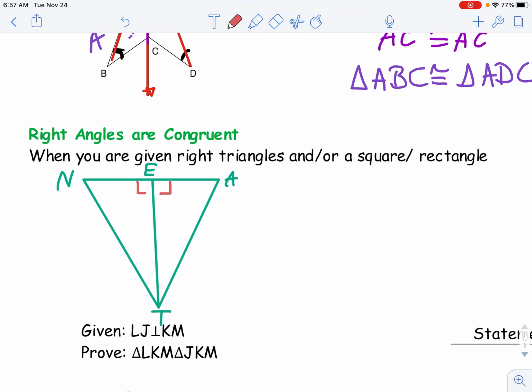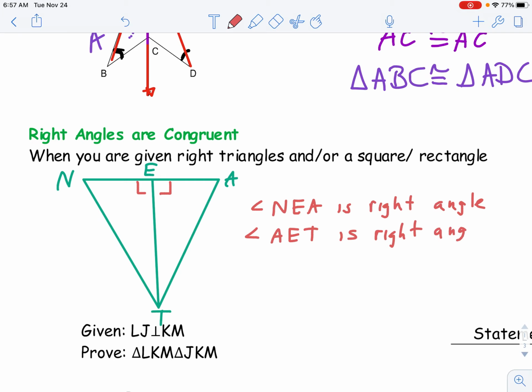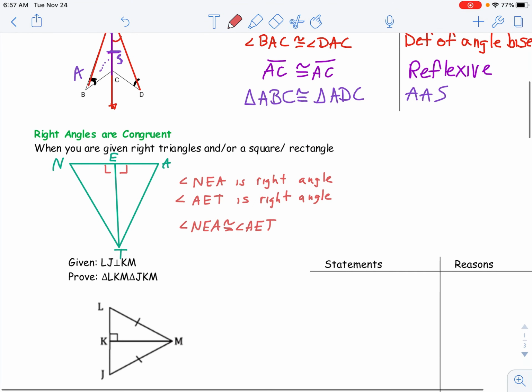Well, it's saying that NEA is right angle. You might say AET is right angle. Thus, these two angles must be congruent because all right angles are congruent. All right, and that's a theorem. We actually proved this back all the way in Unit 2. But nonetheless, there we go.